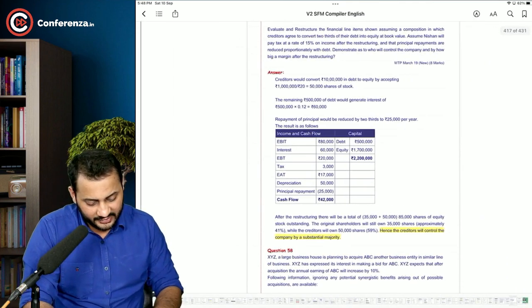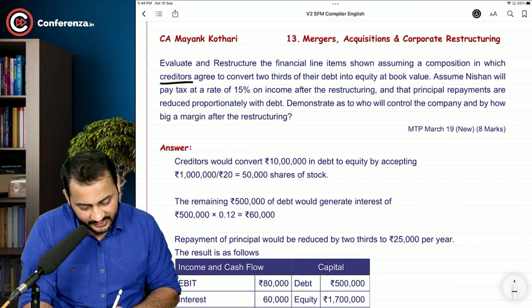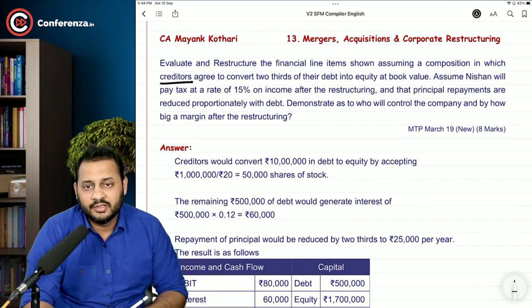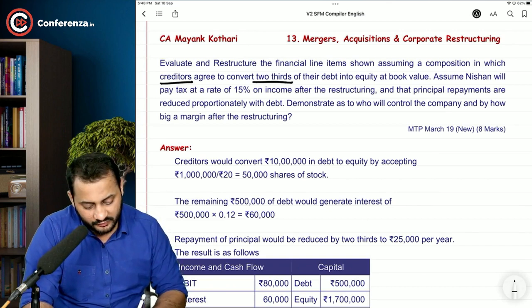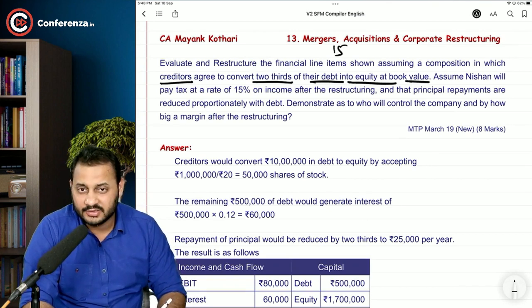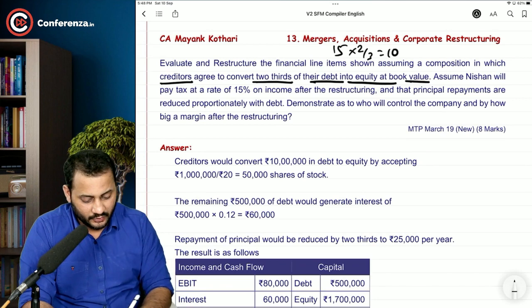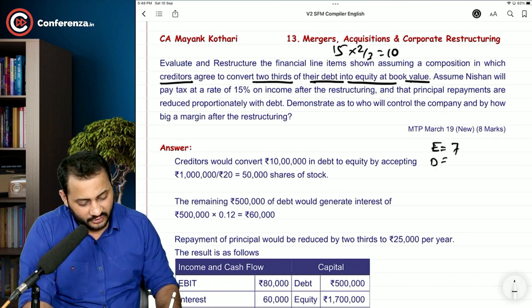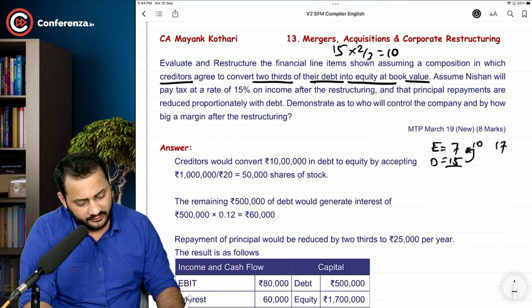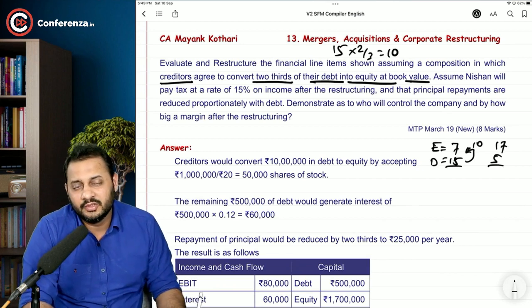Evaluate and restructure the financial line items shown, assuming a composition in which creditors, that means the debt holders in the company, agree to convert 2/3 of their debt into equity at book value. They have 15 lakhs in debt. 2/3 of it is 10 lakhs. So right now we have equity of 7 and debt of 15. Out of this, 10 lakh will be transferred to equity. So after that it will look like 17 and 5. But this will also impact the interest in the profit statement or cash flow statement.